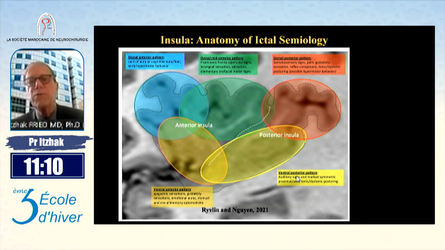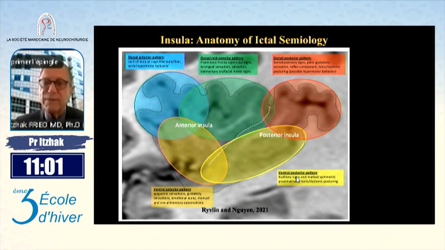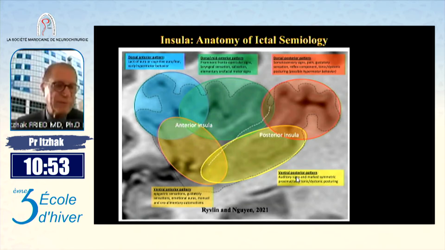Once you move posteriorly, you are moving to somatosensory signs, pain, more sensory, and in the ventral part, like in the posterior insula, you can even get auditory semiology, which can be confused with Heschl's gyrus. So again, just the semiology itself can direct you where to put your electrodes, okay? So I find this extremely useful.